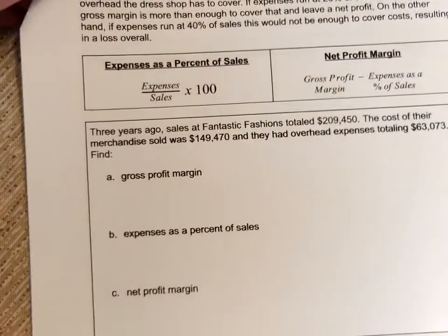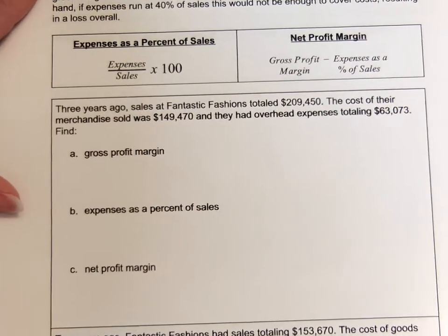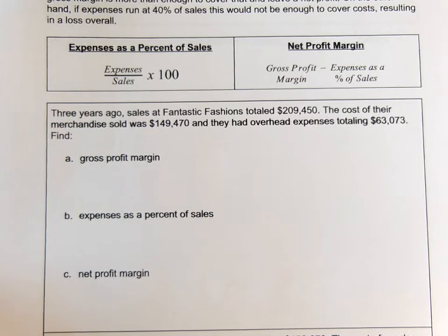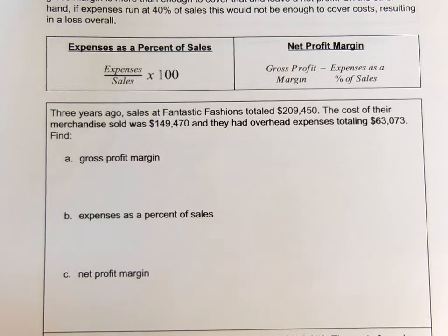Net profit margin has to take in our expenses. So, how good is a 32.83% gross profit margin? The answer really depends on how much overhead the dress shop has to cover. If expenses run at 20% of overall sales, a 32.83% gross profit margin is more than enough to cover that and leave a net profit.